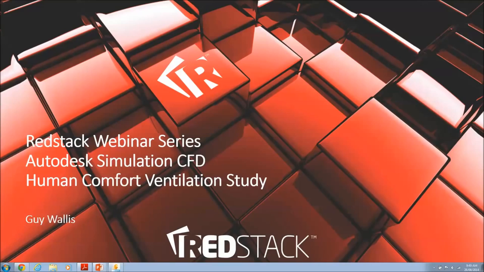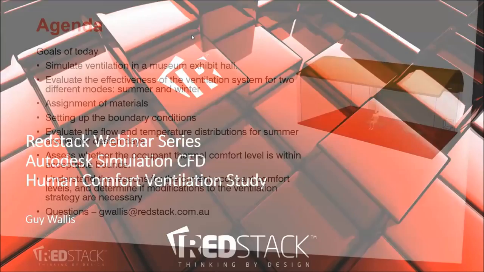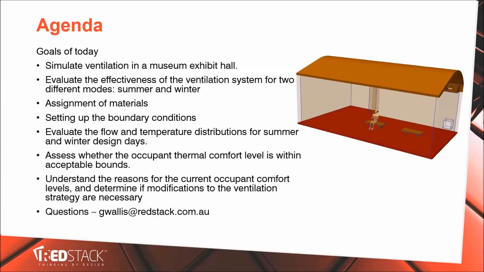We have some goals that we need to meet today as part of the agenda. So the first thing is you can see a model there. It's actually a museum exhibit hall. We're going to be looking at the ventilation system where we're going to be understanding the different modes of summer and winter. We have to assign some materials, set up some of the boundary conditions, and then evaluate the flow and temperature distributions for the summer and winter days.